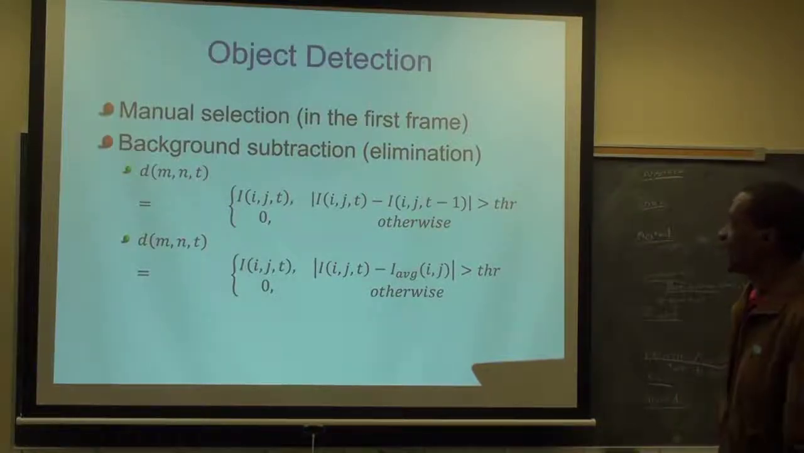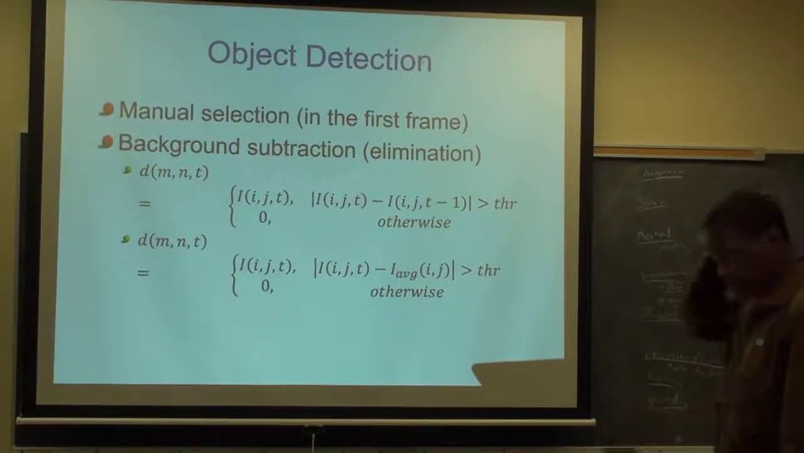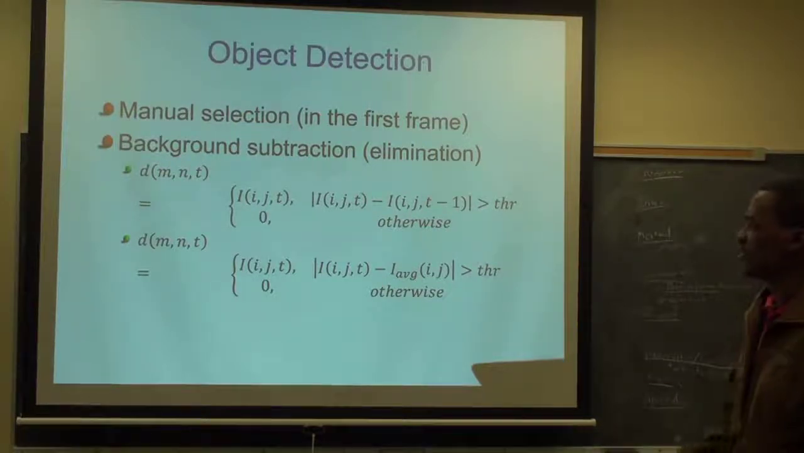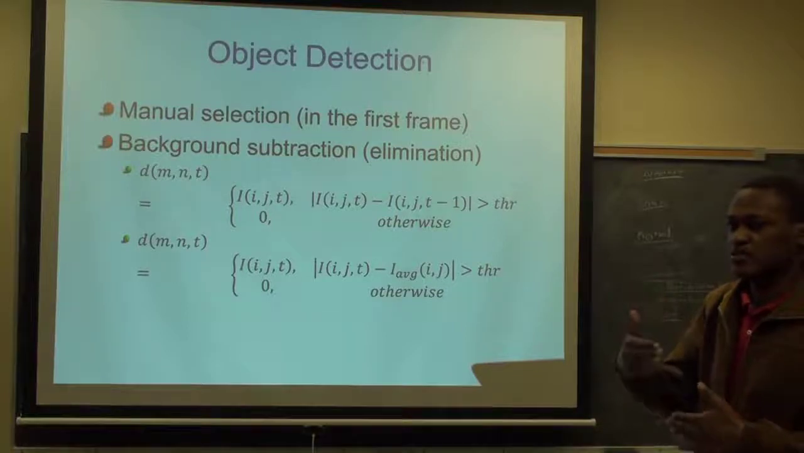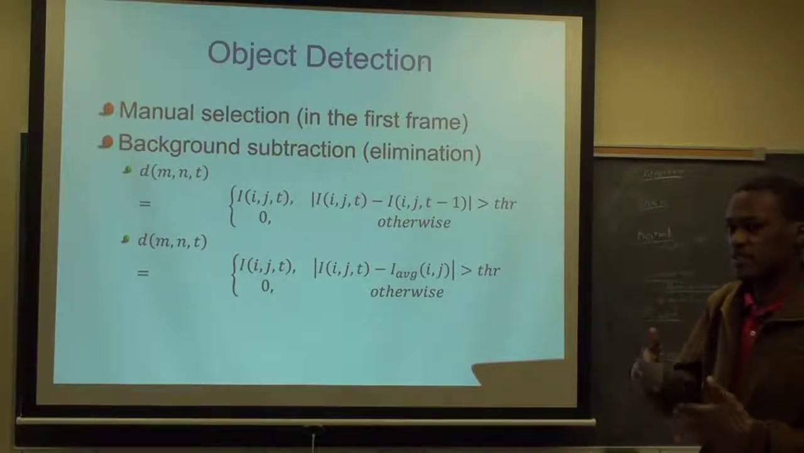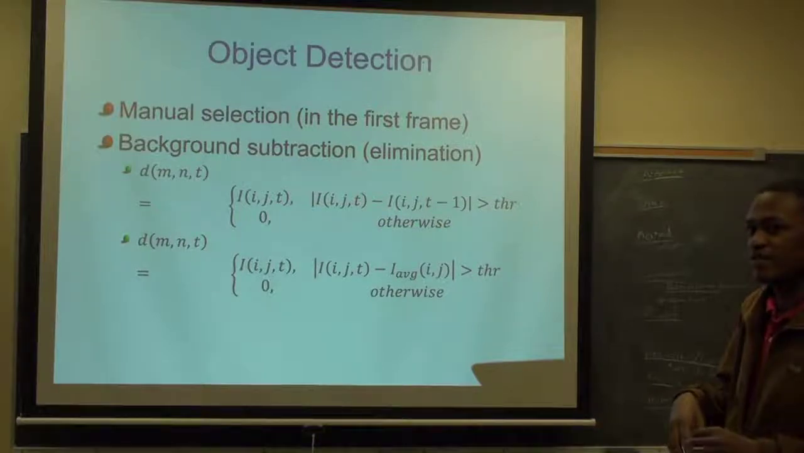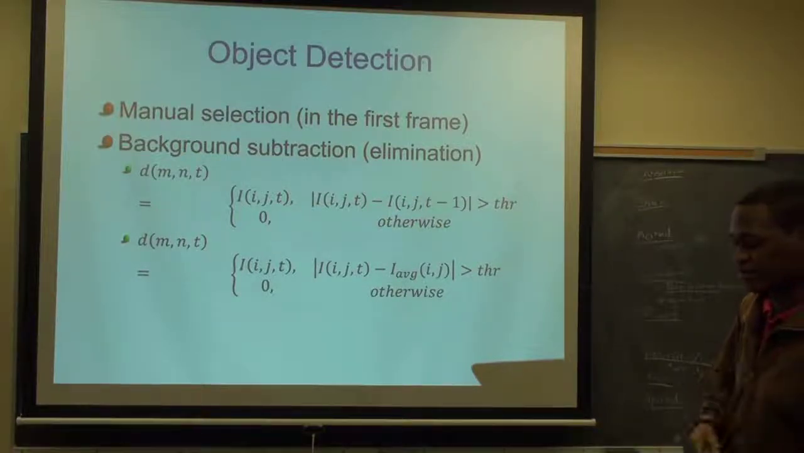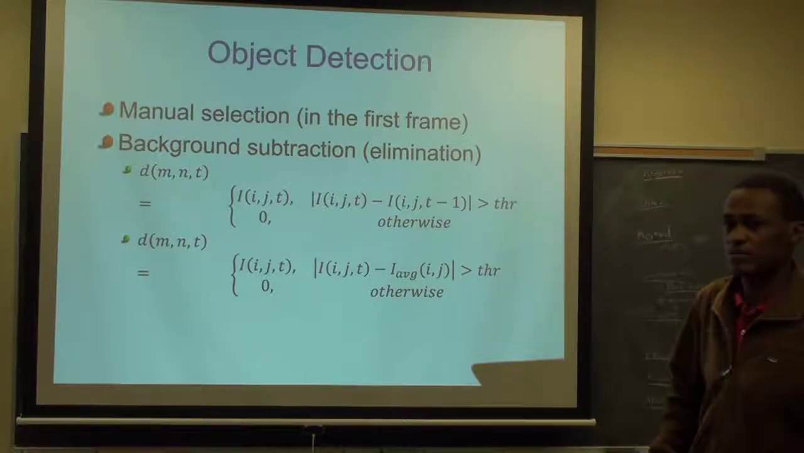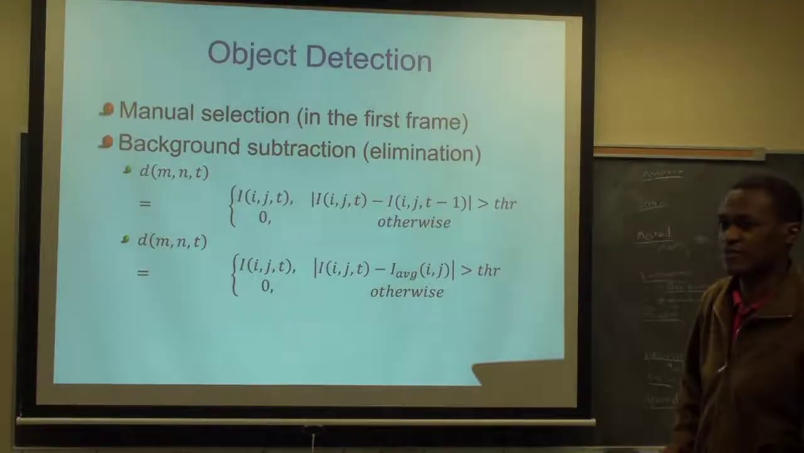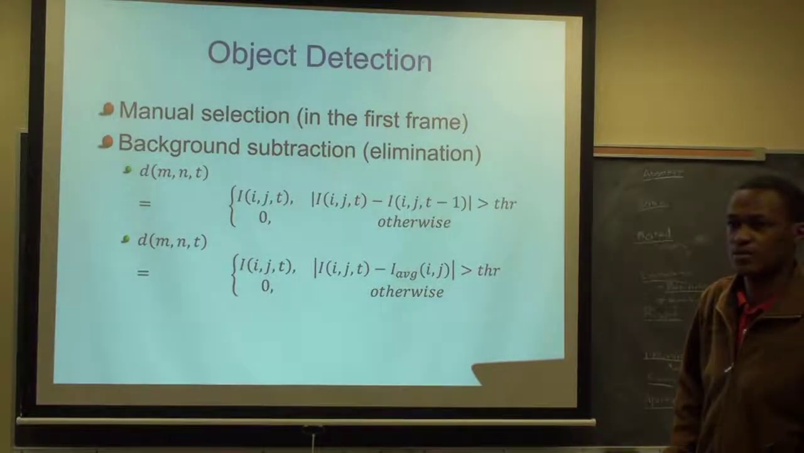For example, here we have manual selection. In the first frame, manual selection is when you select it by hand, outlining the object you want to track. Because how do you know what you want to track? Let's say you have a crowd of people walking by. What do you want to track? You just select it by hand with 2 points, like a bounding box, or just a contour around it.